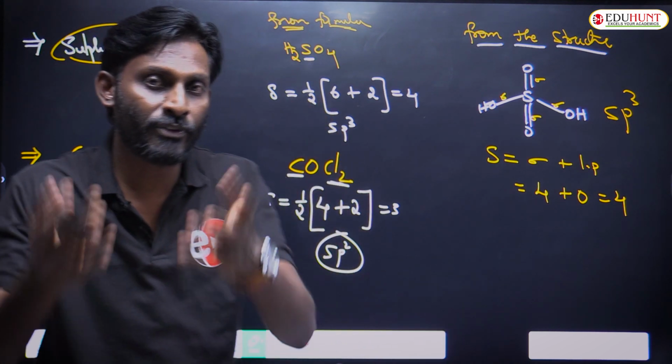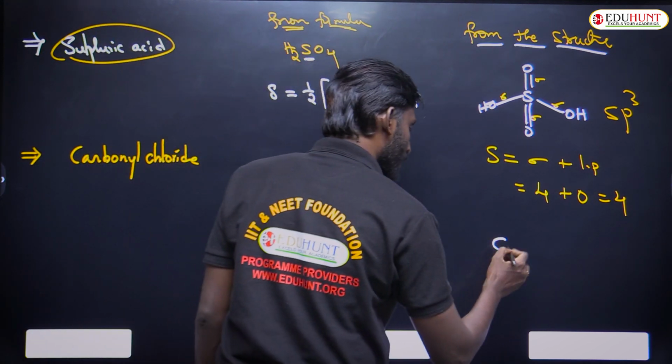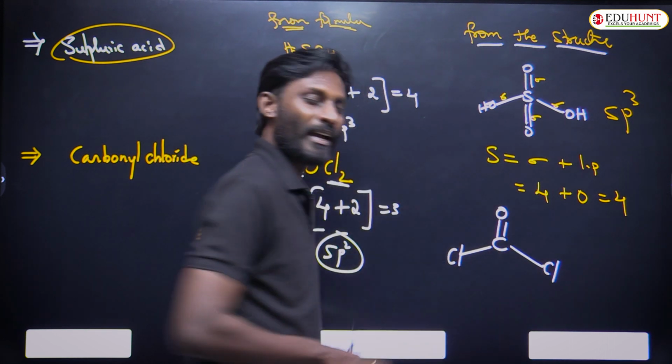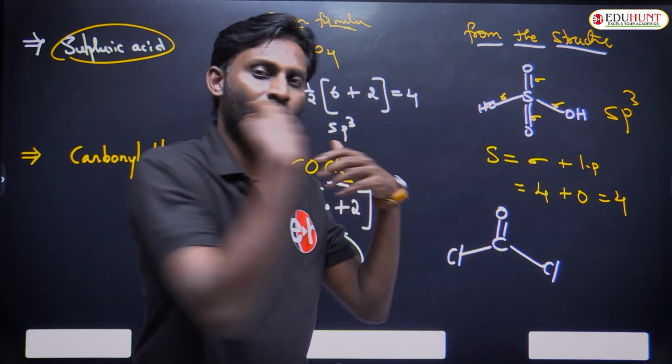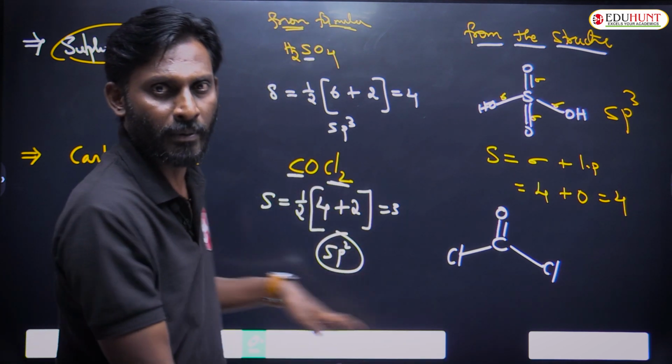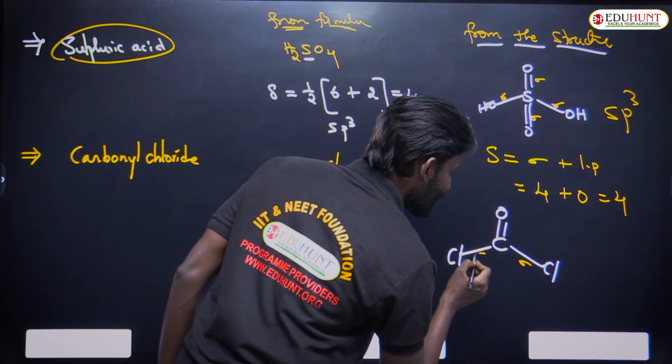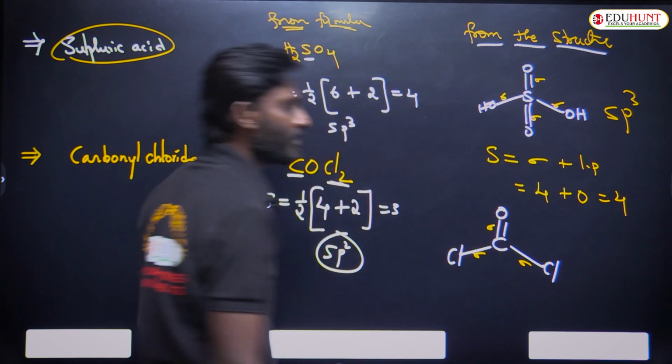Now what do you have to do if you know the structure? The structure of COCl2 can be like this. You can do this only if you are able to draw the structure, otherwise you can't. Otherwise you go by the formula. In COCl2, single bond is sigma, single bond is sigma, and in a double bond there is 1 sigma.